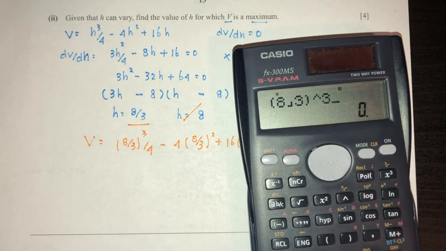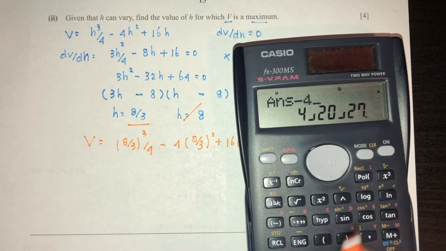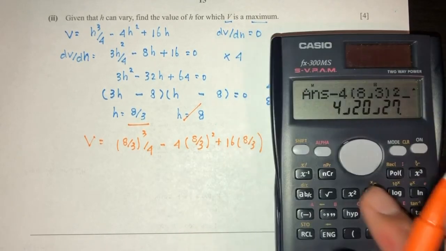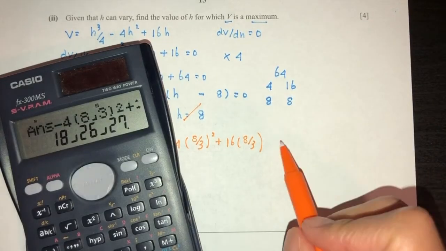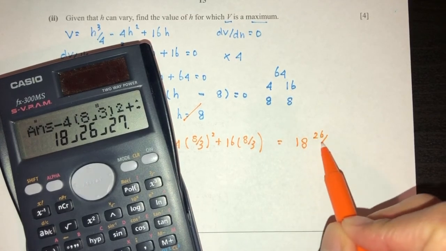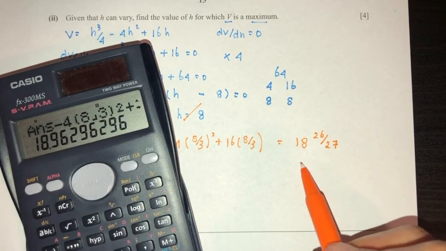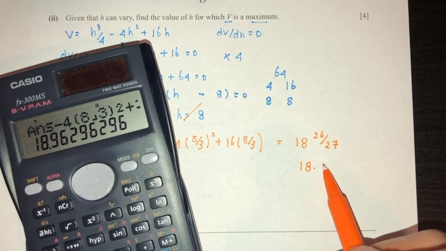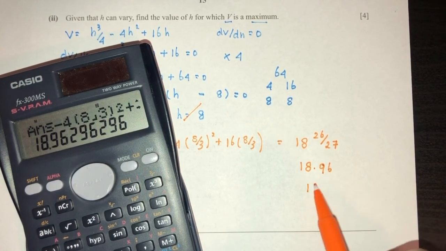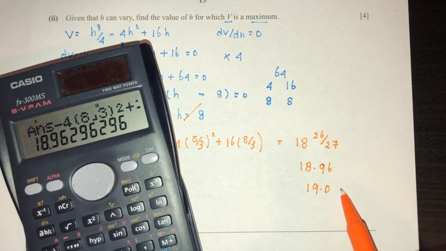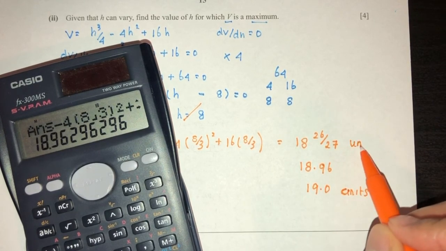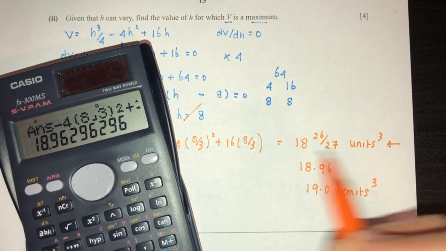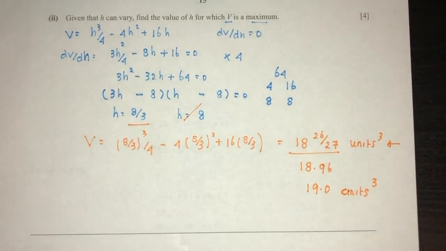8 over 3 cubed divided by 4, minus 4 times 8 over 3 squared, plus 16 times 8 over 3. That will be 18.96, which is 19.0 if you want to write it correct to 3 significant figures. That will be your answer, in units cubed, or you can keep this for the exact value as your answer. That is your question number 11.